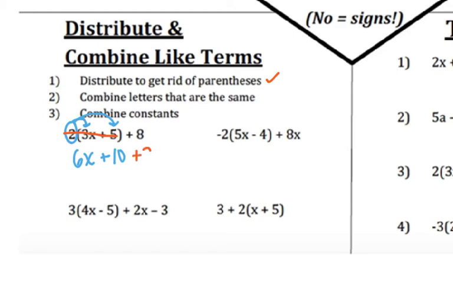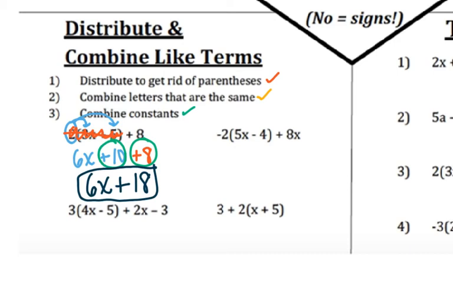Now I'm going to bring down the only number that's left. So we distributed, so that's gone. There's a plus 8 in the back, so I bring down plus 8. Now it says, combine letters that are the same. In this example, do we have any letters that are the same here? No, we just have one term with an X. Then it says combine the constants. Those are just the numbers with no letter. Positive 10 and a positive 8 are like terms. So my final answer is 6x plus 18. I distribute first, bring that 8 down, and combine like terms.